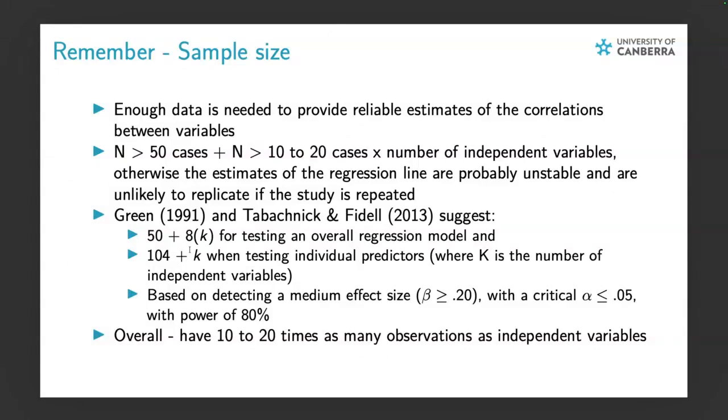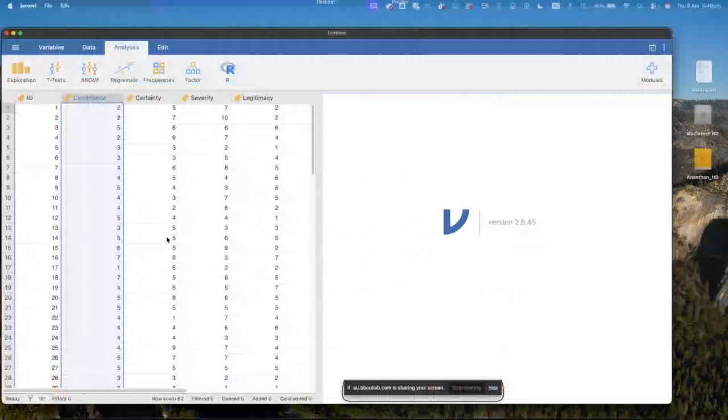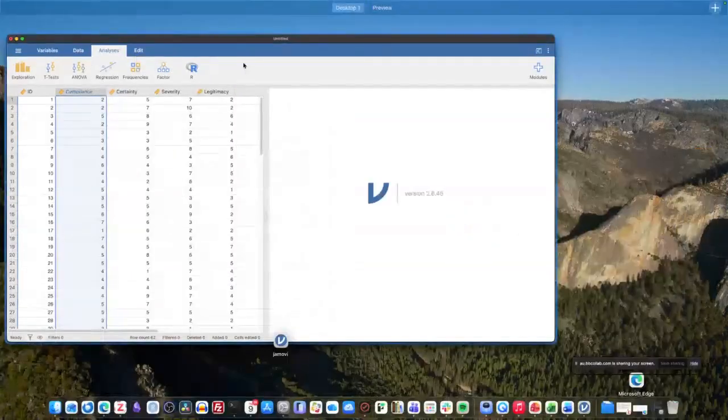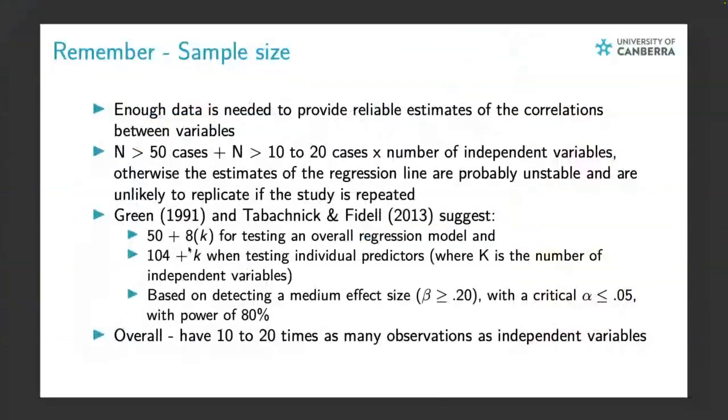In here, it's 2 times 8 is 16, plus 50 is 66. Does our data meet that criteria? Nope, yeah, thumbs down is appropriate. So 0 for 2. 104 plus k, we definitely know it's not meeting that because it's less than 104. And this is all based on detecting a medium effect size with a critical alpha less than 0.05 and power of 80%. So overall, there's another one that says have 10 to 20 times as many observations as independent variables.